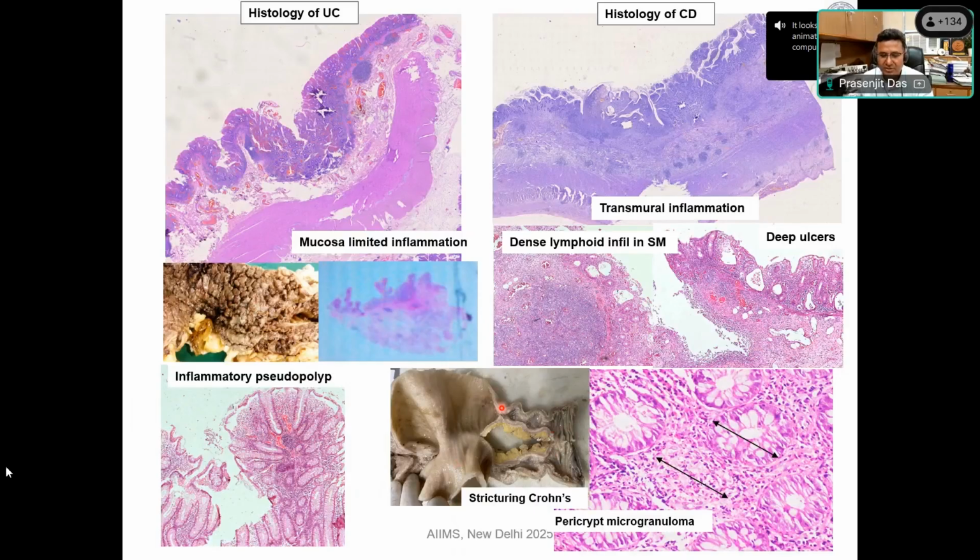And stricture in Crohn's looks like this. That is usually not a feature of UC. Very rarely we see some fibrosis, but that is very superficially identified. And this is a pericryptal microgranuloma, ill-formed, which I have already described.